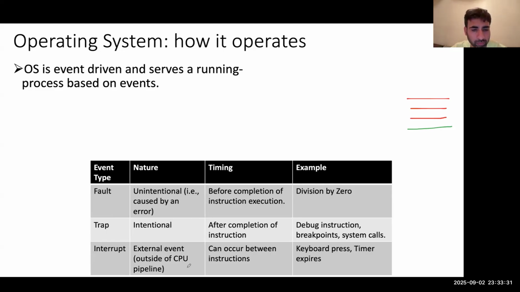Interrupts are external events. They are outside of the CPU pipeline, for example, due to some IO device. Examples are a keyboard press or a timer expiring, and they can occur between instructions. A fault happens before completion of the instruction, a trap happens after completion of the instruction, and an interrupt can happen between any two instructions. Remember when we talked about it when we were discussing interrupts in the previous lecture.